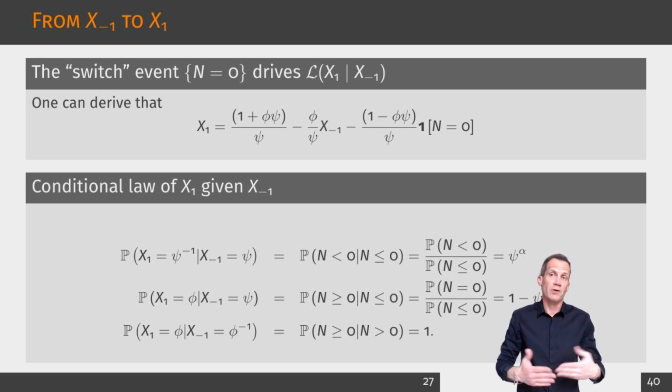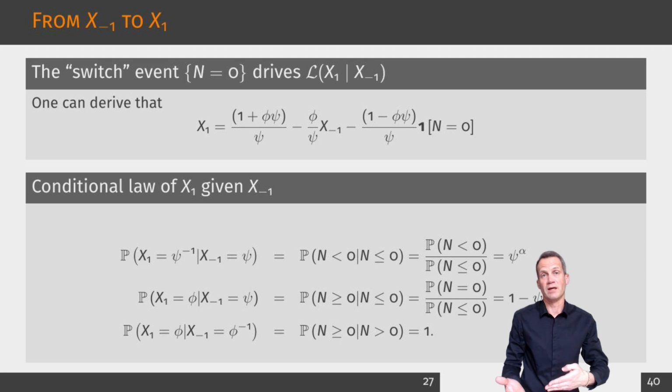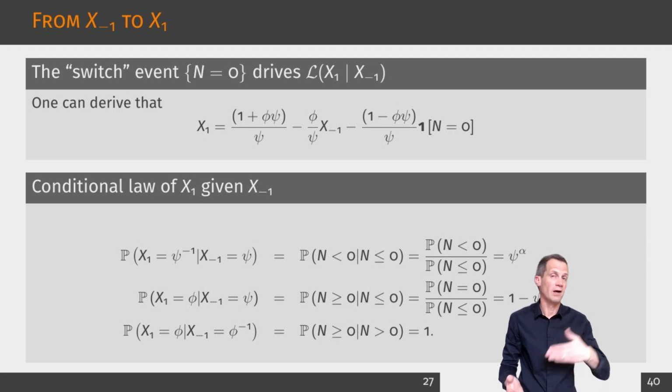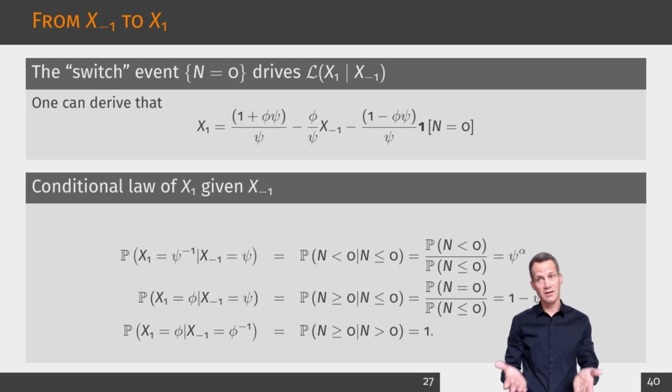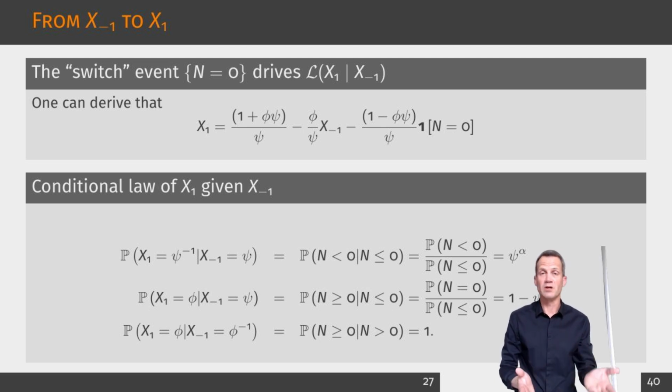Therefore, the conditional distribution of the h = 1 coordinate, given the h = -1 coordinate equals psi, is Bernoulli with two atoms, 1 over psi and phi. The weights come directly from the previous slide: probability psi to the power alpha for staying on 1 over psi, and 1 minus that for switching to phi. In contrast, when the h = -1 coordinate equals 1 over phi, we necessarily have n positive, so the next step is degenerate at phi. Operationally, this means that the same observed past extreme shape can still imply two distinct next step scenarios, with explicit probabilities.